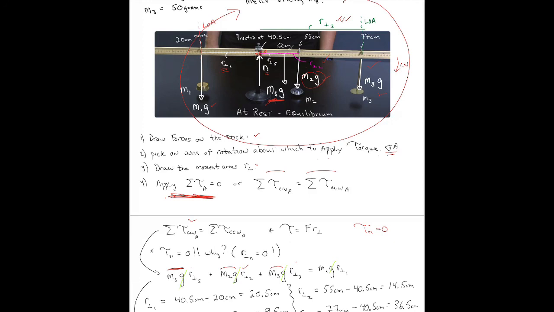My only counterclockwise torque is due to M1G. The downward M1G force would tend to rotate the stick counterclockwise. So that's why that one's right there.